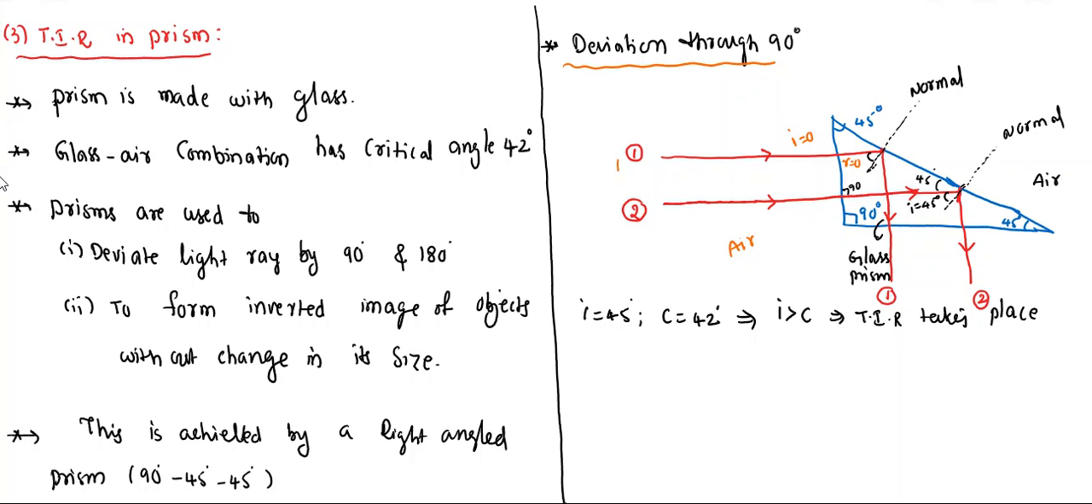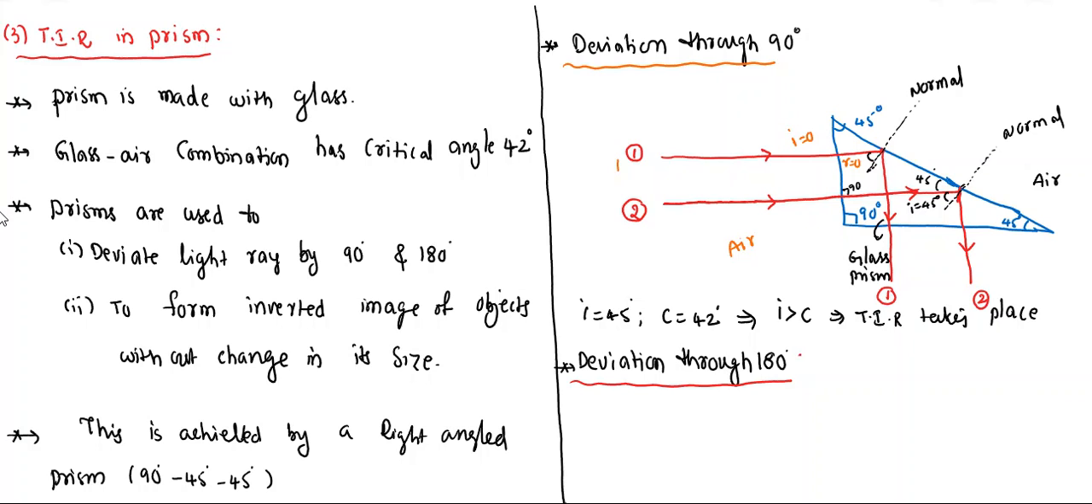And next, let us go for another one. I'm going to explain how we can achieve the deviation through an angle of 180 degrees by using the prism, and in this, total internal reflection takes place. Yes, let us start, and I will explain that. It is very easy to explain. I will draw the diagram again.